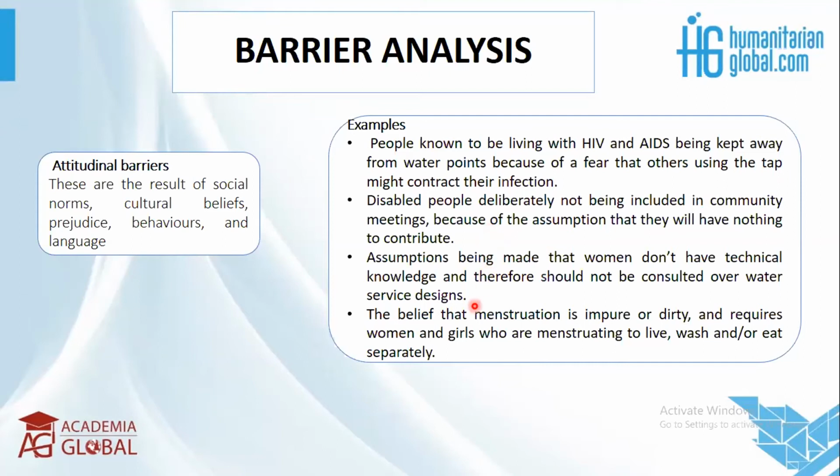Another attitudinal barrier is the assumption that women don't have technical knowledge and therefore should not be consulted over water service designs. This is what we talked about when we were looking at gender and WASH. In some communities, you'd find that in many water meetings, women are excluded because of the assumption that they don't have knowledge about water issues. So even in terms of designs, they're not consulted. That is an attitudinal barrier. Another is the belief that menstruation is impure or dirty and requires women and girls to live, wash, or eat separately. This is also an attitudinal barrier.